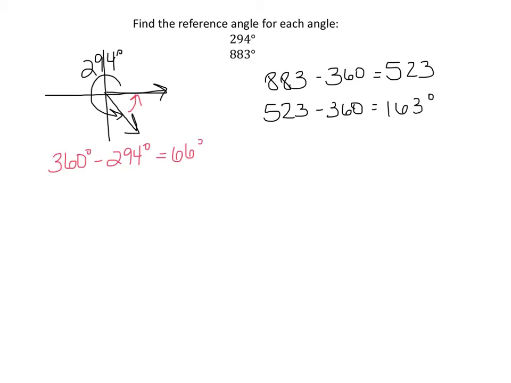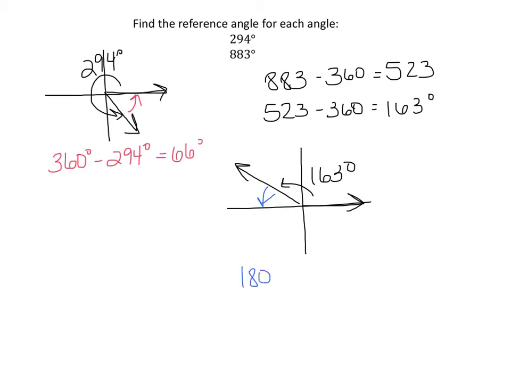So now that I have this coterminal angle, I can sketch it, and I know that 163 degrees is somewhere in quadrant 2. So my reference angle is here. That means I'll take 180 degrees minus 163 degrees, and I get a reference angle of 17 degrees.